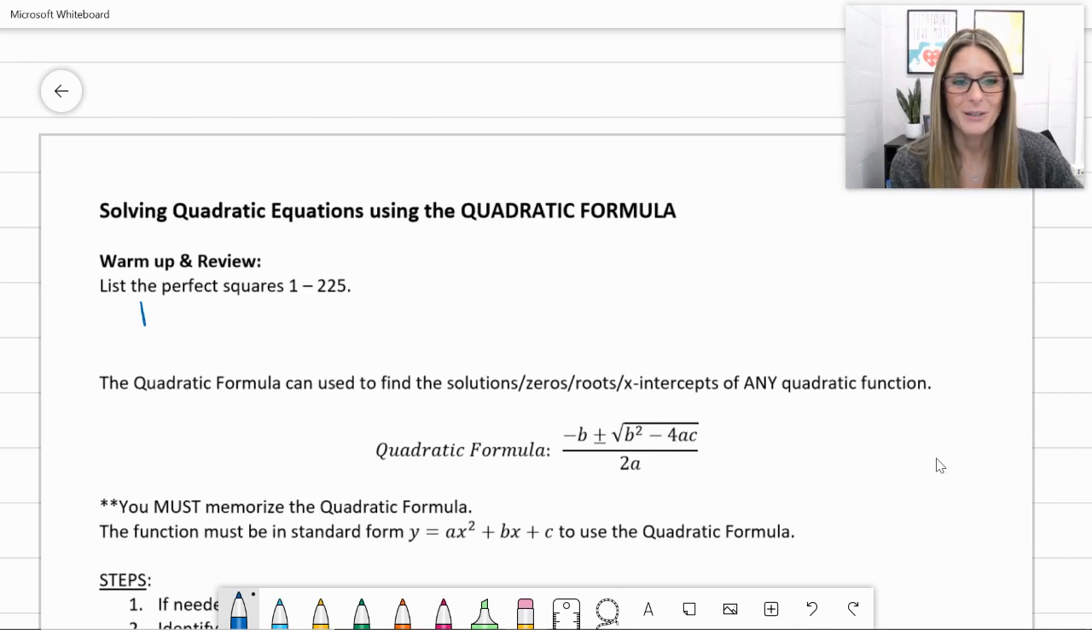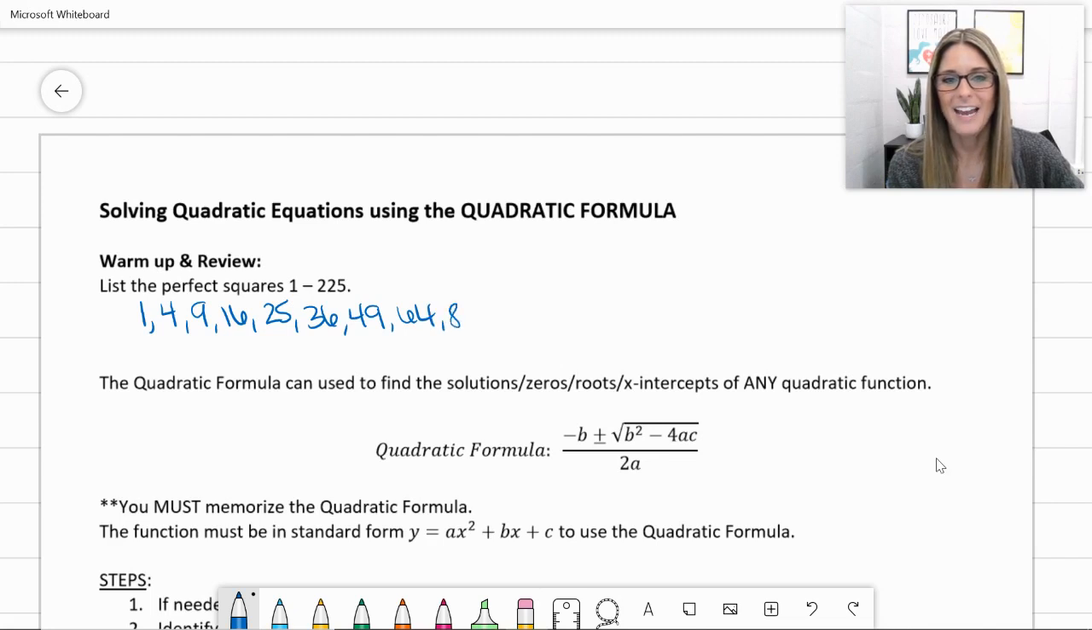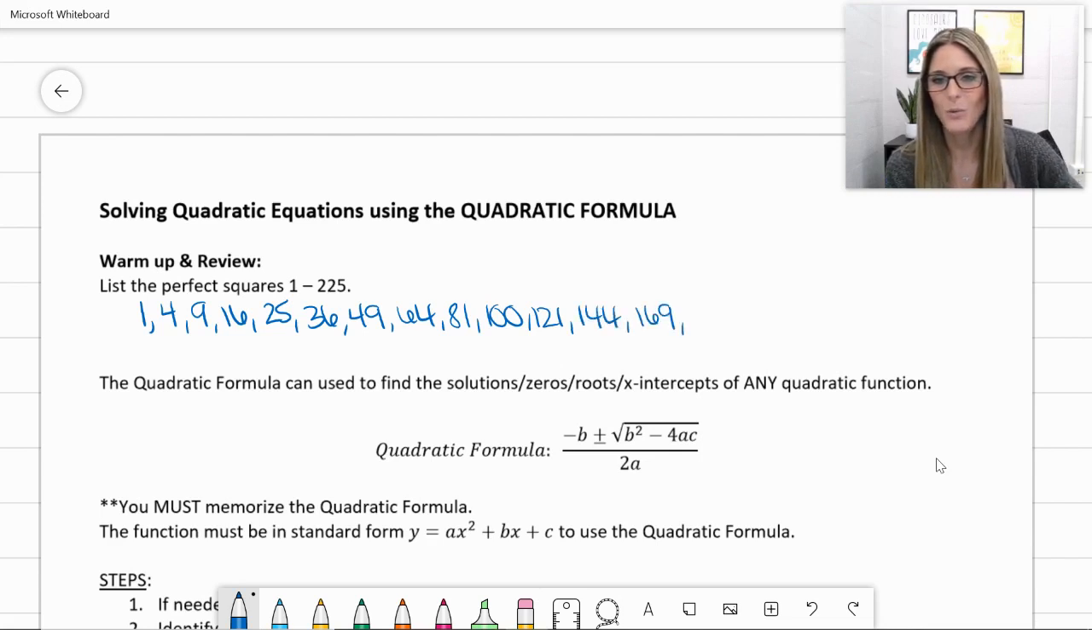So we obviously are going to start with 1. 2 times 2 is 4. 3 times 3 is 9. We've got 16, 25, 36. 7 times 7, 49. 8 times 8 is 64, 81, 100. 11 times 11 is 121. 12 times 12, 144. 13 times 13 is 169. 14 times 14 is 196. And 15 times 15 is 225.